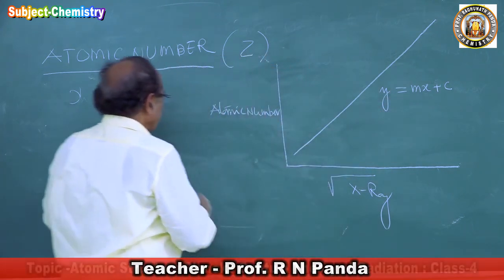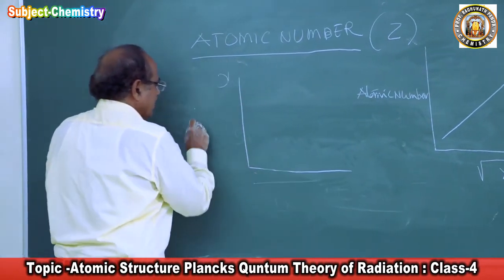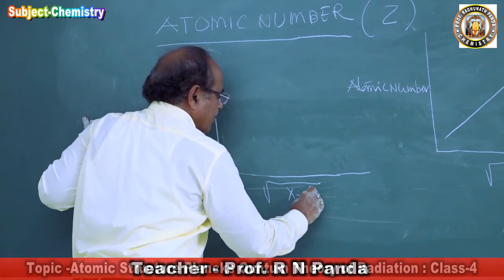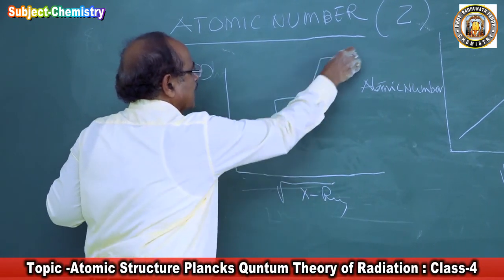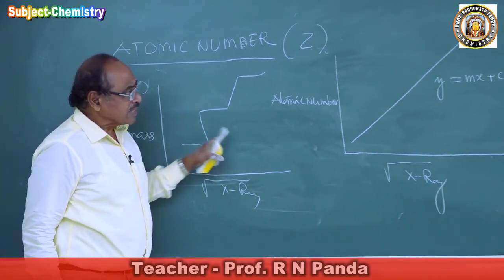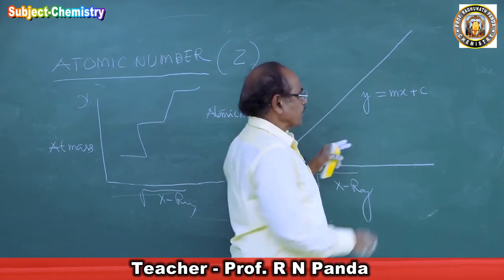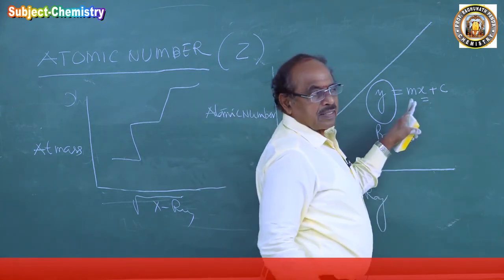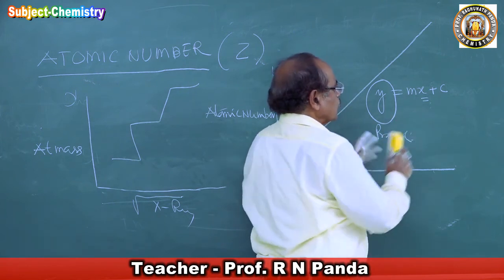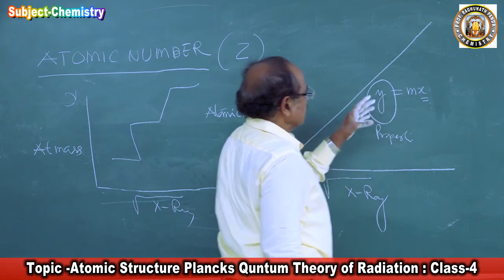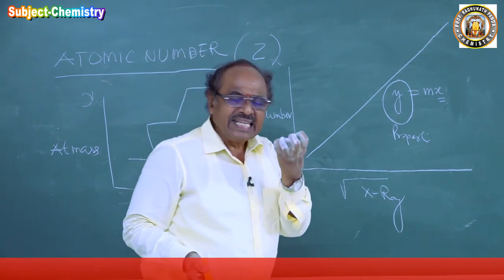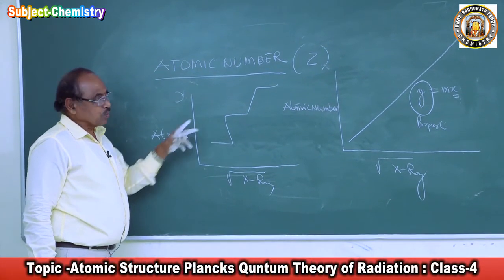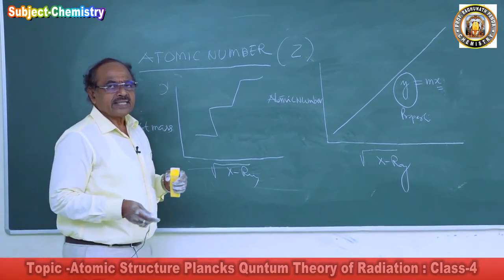But when he plotted the atomic mass on the x-axis against the square root of the frequencies of X-rays of different elements, he found the graph was zigzag. A straight line is a linear relationship. So y is the property, and x is the atomic number. The property is directly proportional to x. So the property of an element has a linear relationship with the atomic number, not with the atomic mass. This was discovered by Moseley in 1913.